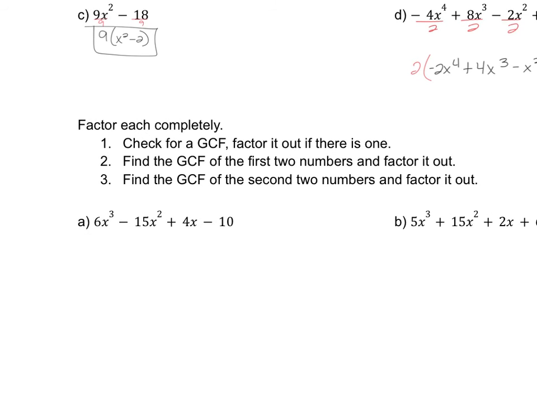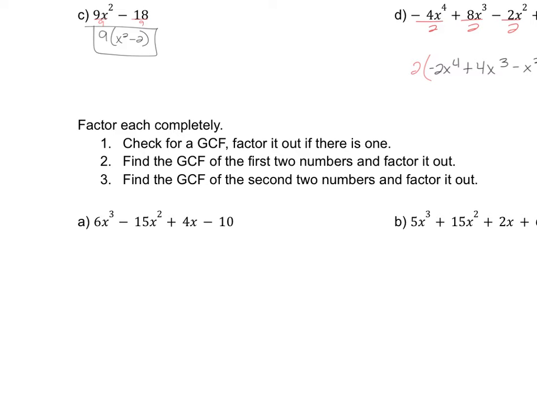Okay, now here's actually legit factoring. That other one is kind of the easy, entry level stuff. So now we're going to start getting into the crazy stuff. You always check all of the terms to see if you can factor out something. Then you find the GCF of the first two numbers and factor it out. Find the GCF of the second two numbers, factor it out, and then what you're left with is kind of your answer. And I'll show you. It looks a little weird, but it's actually kind of cool.